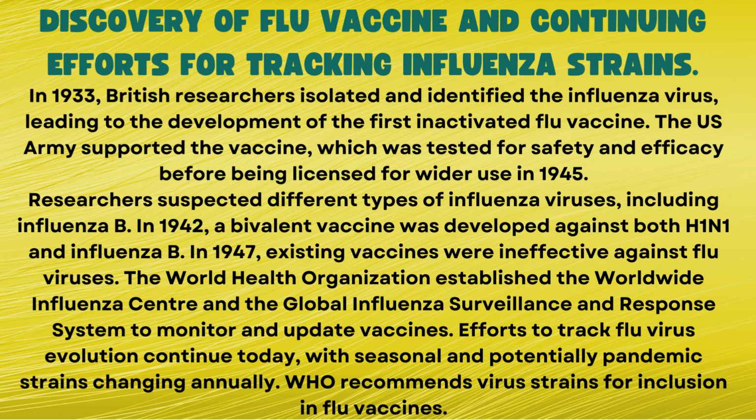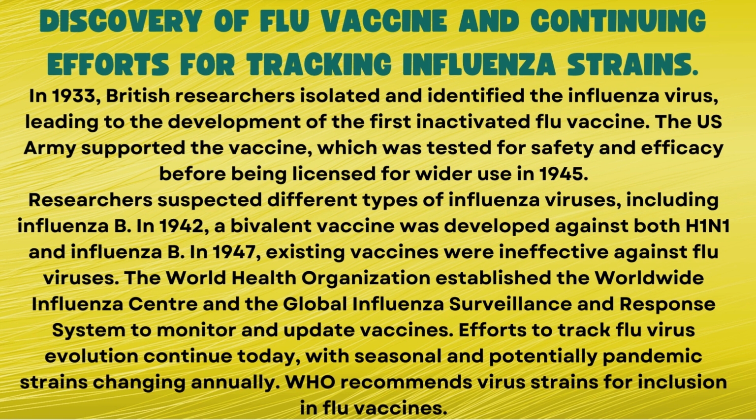Discovery of influenza vaccine and continuing efforts for tracking influenza strains. In 1933, British researchers isolated and identified the influenza virus, leading to the development of the first inactivated flu vaccine. The U.S. Army supported the vaccine, which was tested for safety and efficacy before being licensed for wider use in 1945. Researchers suspected different types of influenza viruses, including influenza B.